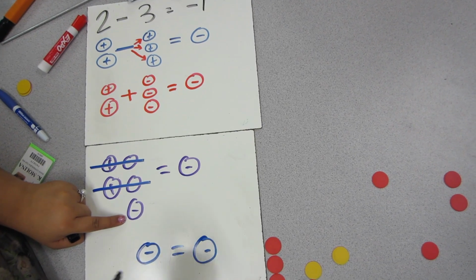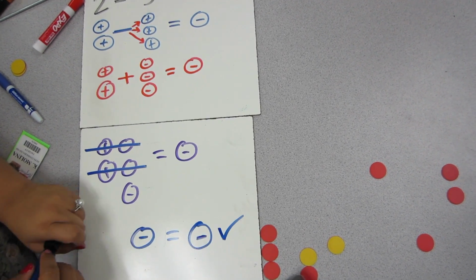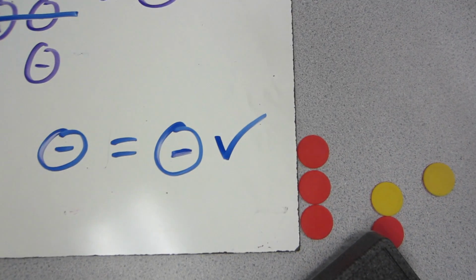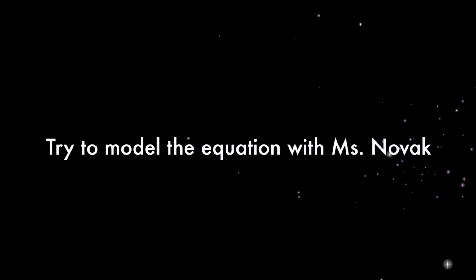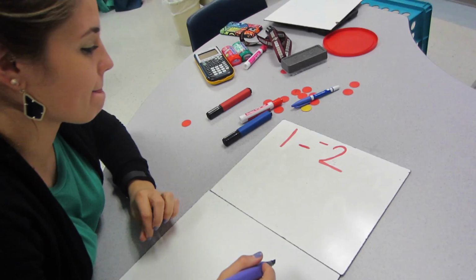Now, does that equal 1 negative? It looks balanced. It is. That's perfectly balanced and equal. So that's how I know I got the right answer. Good job. Okay, Miss Novak, so you're going to do this one on your own. Okay. If you have any questions, please ask me.